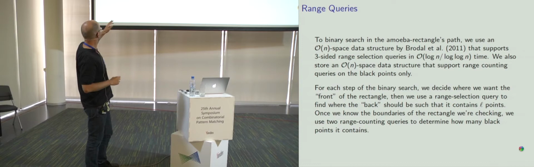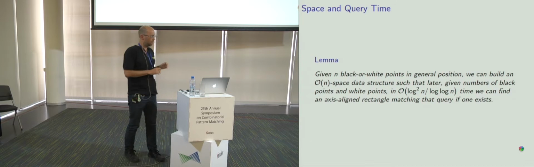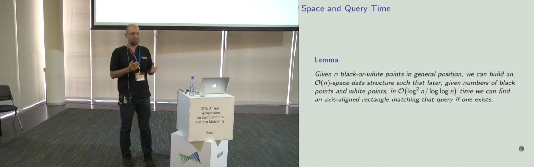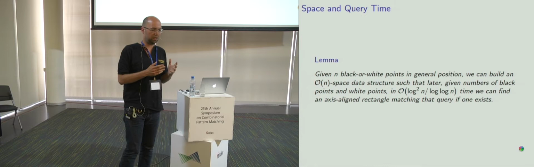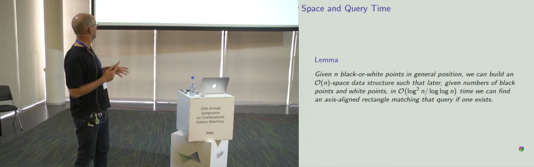And yeah, okay, that was it. So you mix all of this stuff together. The binary search is in rank space, so that's going to take log n time. And Brodal et al.'s takes log n over log log n. So the binary search takes all of log squared n over log log n. And everything takes linear space.